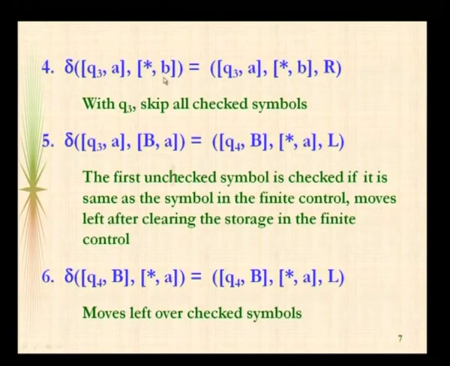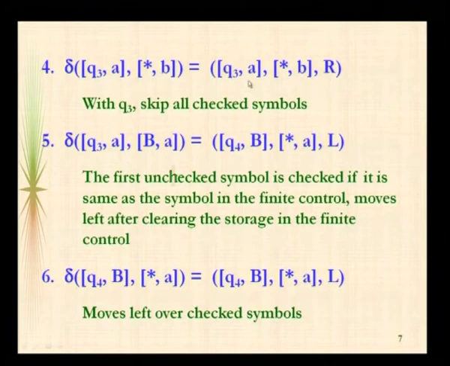So, we have delta of Q3 comma A, and the symbol we have is going to be star B, which is a checked symbol, and now you just skip over those, without disturbing anything on the second track of the input, or even the state. So, Q3 comma A and star comma B, but it is going to be a right move.